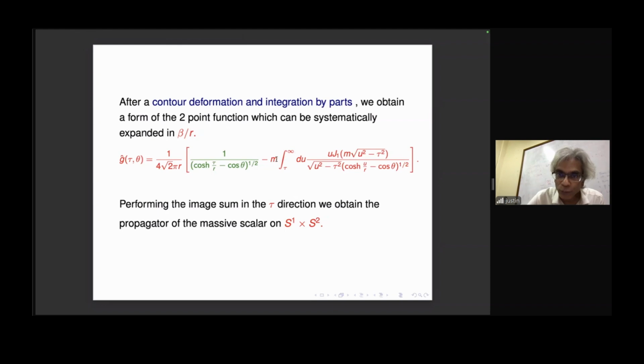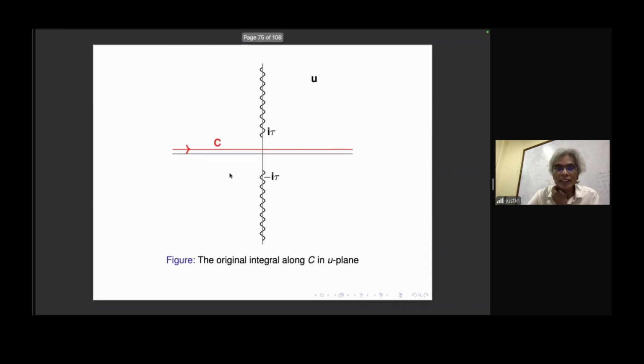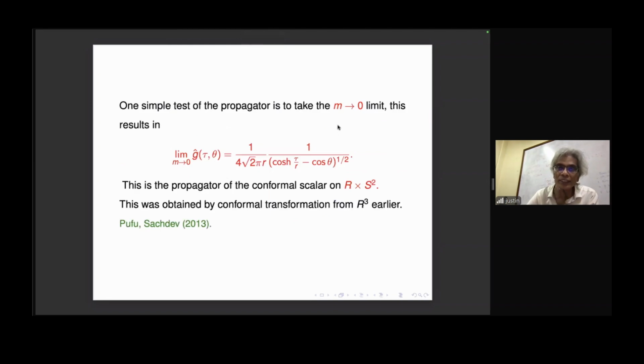So this form, for instance, it's immediate: you can check when you put mass equals 0. It's quite a non-trivial 2-point function. This is also not seen in the literature for a massive scalar on a sphere. When you put m equals 0, this answer is the propagator of a conformal scalar on S1 times S2, which was written by Fufu and Sachdev.